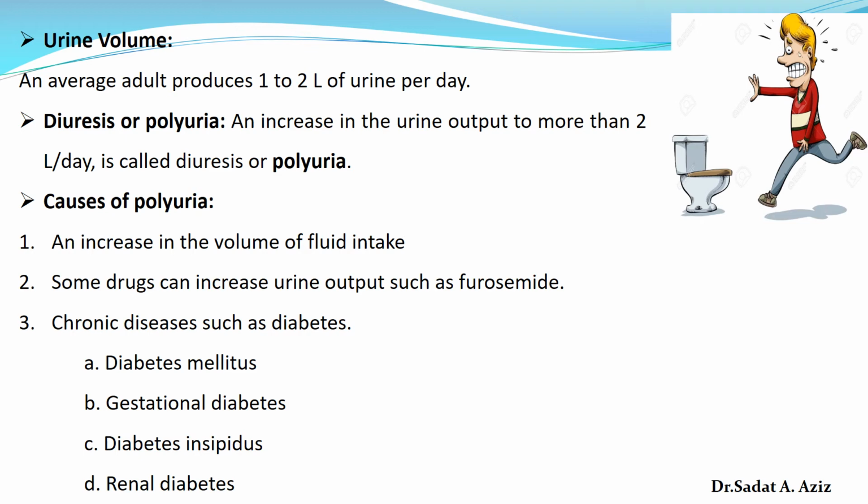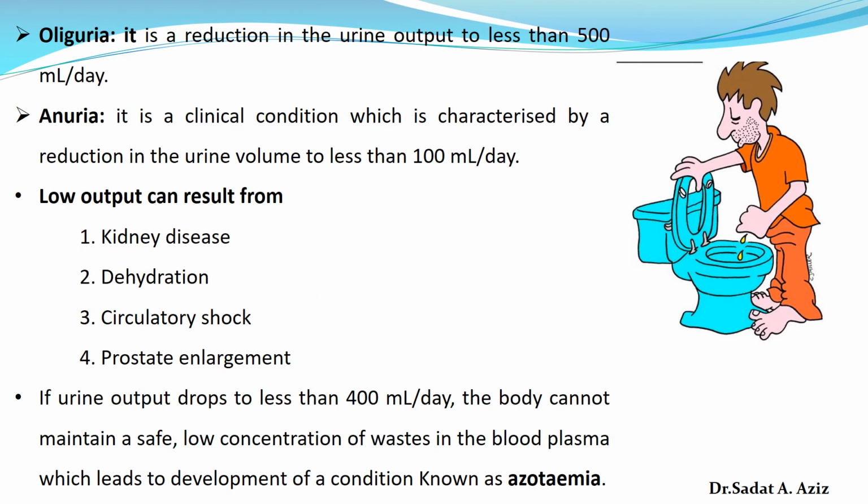Okay. The second type of renal or urine-related disorders is called oliguria. Oliguria is a reduction in the urine output to less than 500 ml per day, which means half a liter per day.